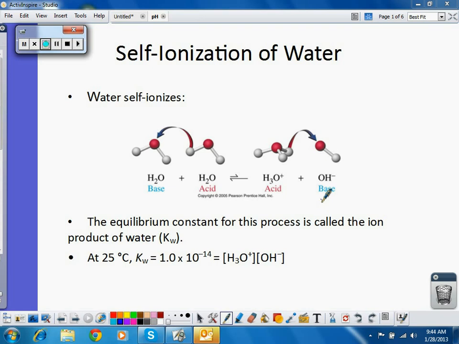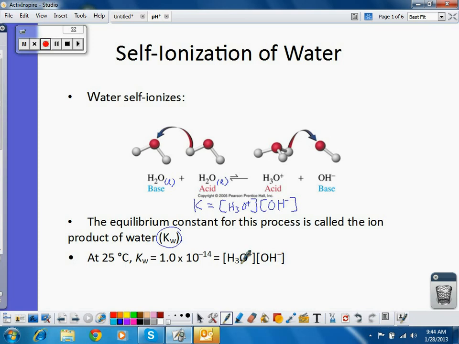When I write the equilibrium expression for this, since this is liquid and this is liquid, I would get a K that looks like this. Okay, this K is specifically called Kw because it relates to water self-ionizing. And at 25 degrees Celsius, the K value is 1 times 10 to the negative 14th, and that's equal to the concentration of hydroxide times the concentration of hydronium.